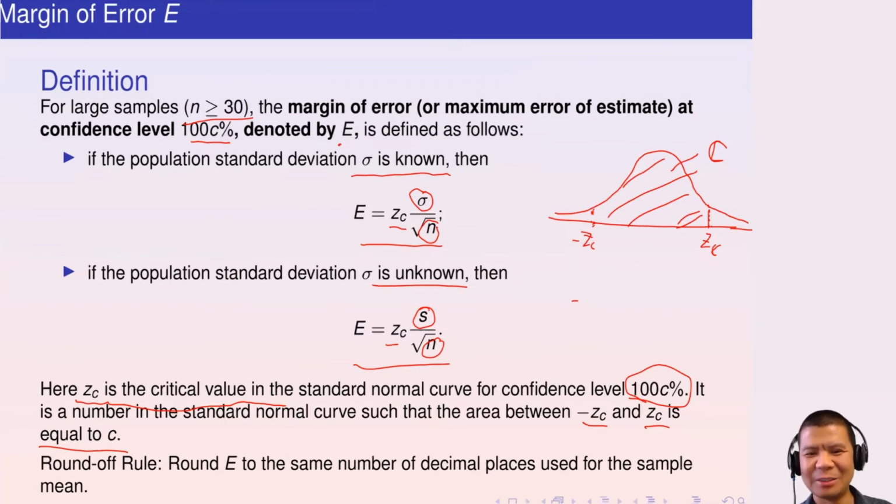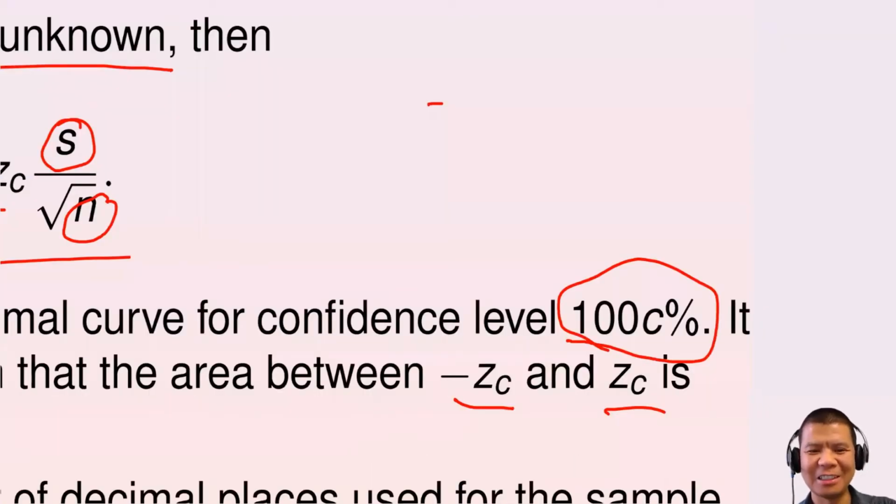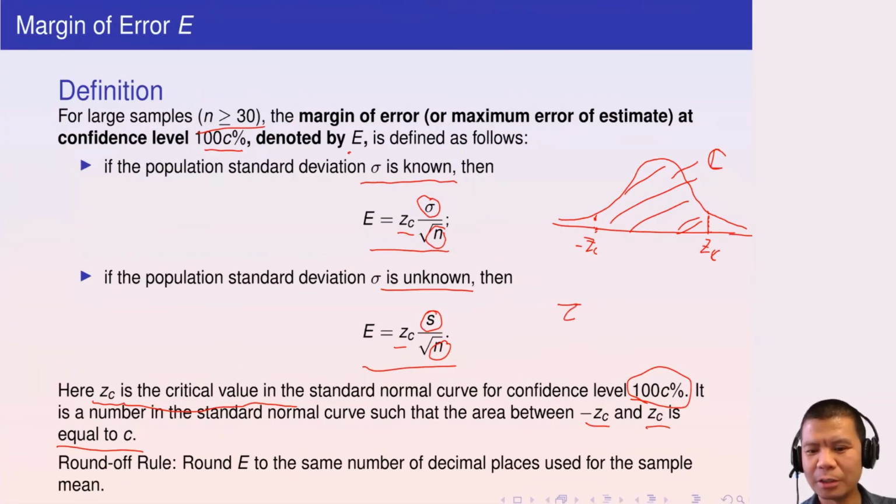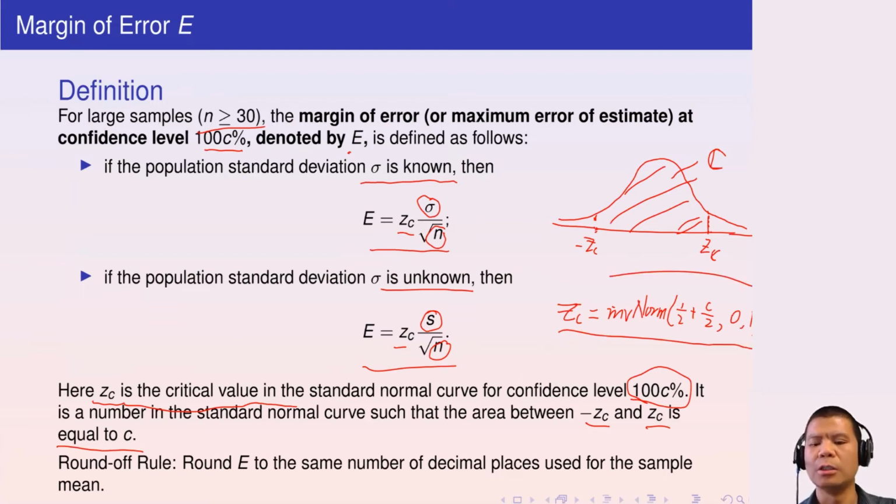Using the calculator, we can find the ZC as the following. ZC equals inv norm, in the TI-83 or 84, and this is going to be 1/2 plus C over 2, comma 0, comma 1. Okay, so this is ZC. Using the calculator, you can find the ZC. For any value given C, we can find the critical value.